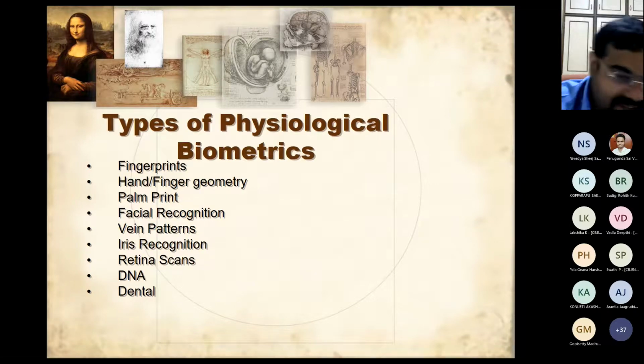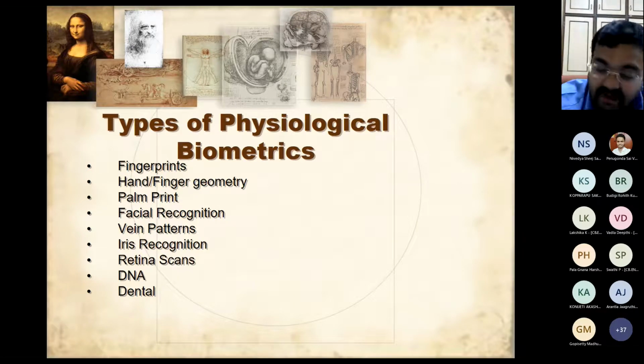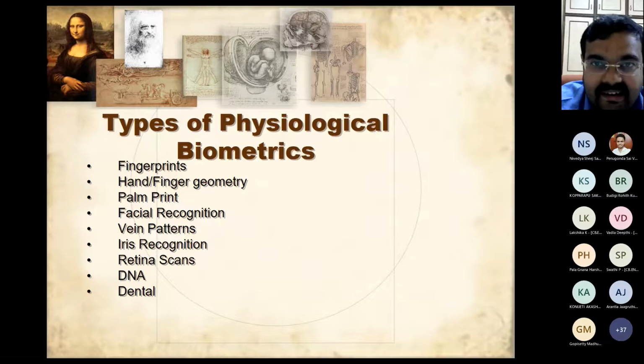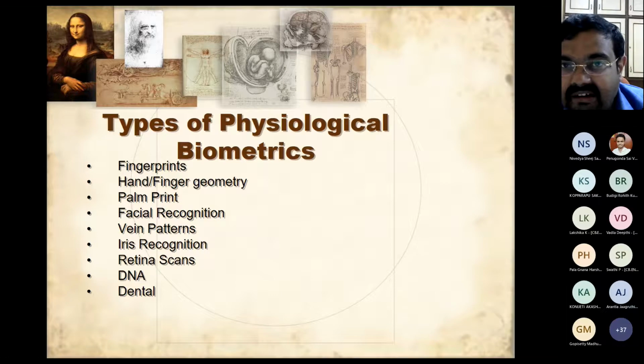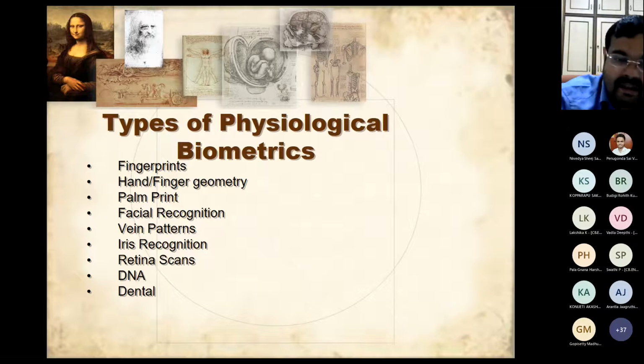Then face recognition systems, vein patterns. In your hands you'll see the venal patterns, the arteries and the veins. Correct me if I am wrong: arteries carry blood from the heart to different parts of the body, and veins take the impure blood from various parts of the body and return it to the heart for purification. That vein pattern is a good biometric.